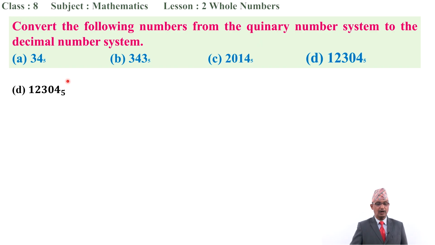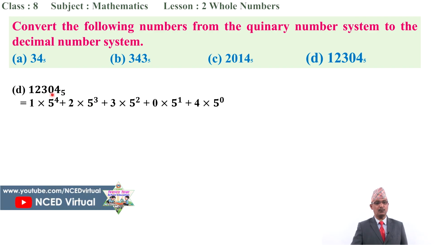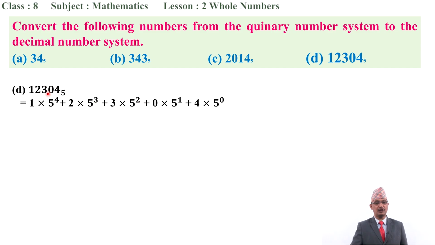How many digits are here after 1? Count 1, 2, 3, 4. So 1 times 5 to the power 4. Similarly, how many digits are after 2? 1, 2, 3. So 2 times 5 to the power 3. After this 3, how many digits are here? 1 and 2. So 3 times 5 to the power 2. After this 0, how many digits are here? Only 1. So 0 times 5 to the power 1 plus 4 times, and there is no digit after 4, so 4 times 5 to the power 0.